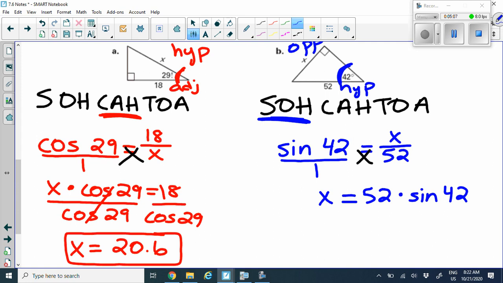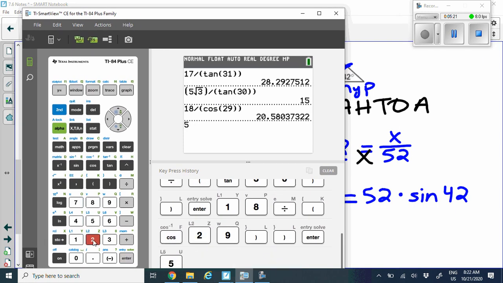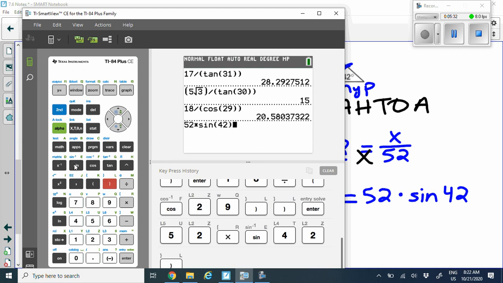So let me show you how we're going to put this into our calculator. Here, we did not need to divide by anything because we already got x by itself. It's already isolated. So for this one, we're going to do 52, then times, then sine, and then 42, and then parentheses. Remember, sine, cosine, and tangent are all in the same row on our graphing calculators. Scientific might be the same, but you might have to look at your calculator itself. But you should see SIN for sine, COS for cosine, and TAN for tangent.